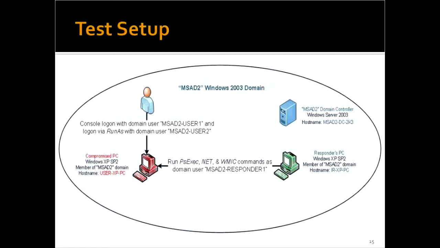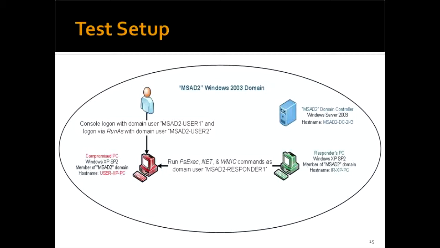User 1 is going to do a Control-Alt-Delete log onto the system. And then he's going to start up a new command window with run as user 2. So user 1 does Control-Alt-Delete, user 2 does run as. So we'll show how that looks in the event logs.